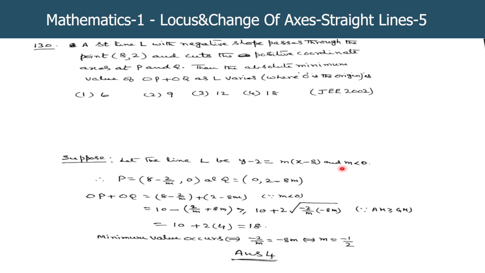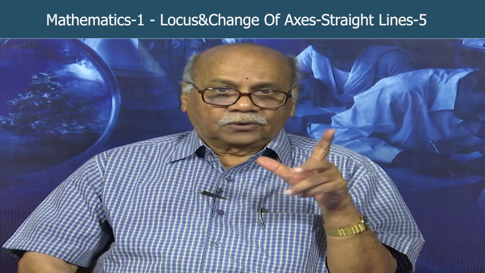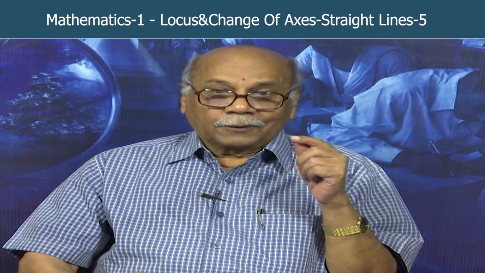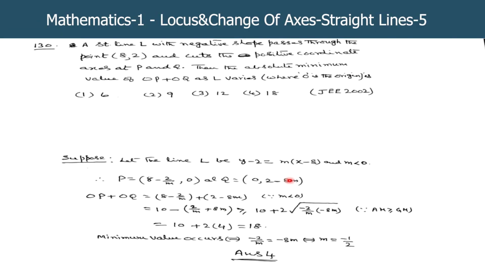Let the line L be y − 2 = m(x − 8), where m is less than 0 because of the negative slope. So if you solve this line equation with the positive coordinate axes, that is x = 0 and y = 0, we get P = (8 − 2/m, 0) and Q = (0, 2 − 8m). Now here observe, these points are on the coordinate axes, so the distance of these points from the origin is OP and OQ.